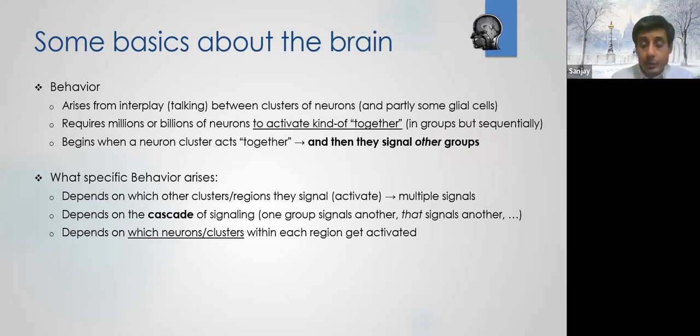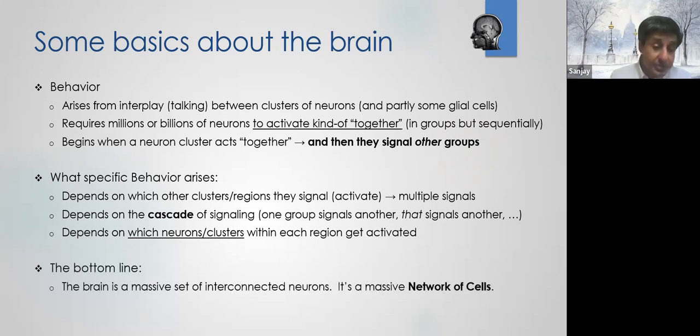And then it also depends on what happens after one region activates another region. In that second region, only some neurons or clusters will be activated, turned on, not all. So which specific neurons and clusters get activated in that target region also determines what and how that behavior will arise in that person or animal. All of these things are very important to control and, in a sense, affect the behavior that we have.